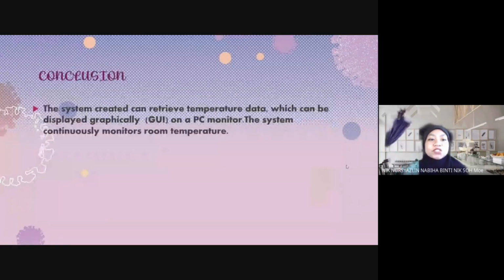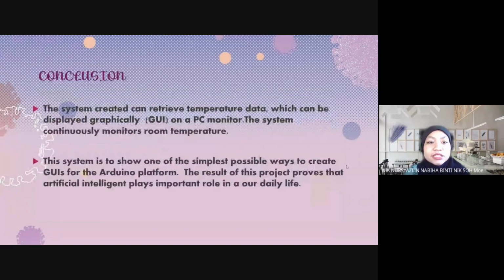So the conclusion of this experiment is the system created can retrieve temperature data, which can be displayed graphically in a GUI on a PC monitor. The system continuously monitors room temperature. This system shows one of the simplest possible ways to create a GUI for the Arduino platform. The result of the project proved that artificial intelligence plays an important role in our daily life.